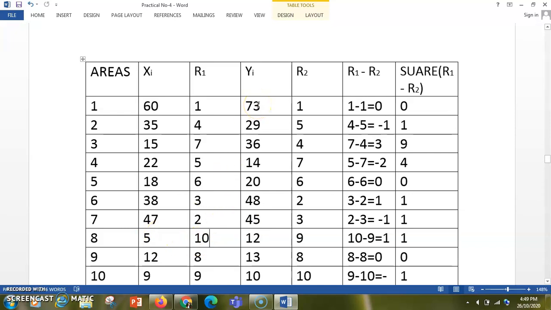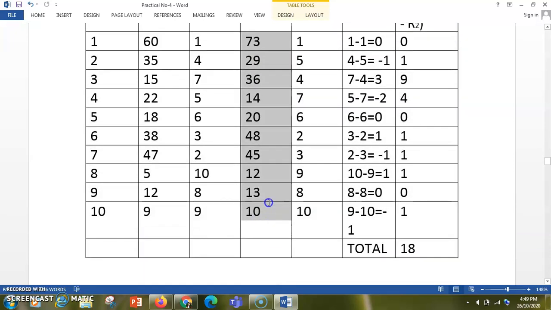Now we'll take the literacy rate, which I have plotted here. Which is the highest number? The highest number here is 73, so I have ranked it 1. The second highest number is 48, so I have ranked it 2. The third highest number is 45, so it is 3. The smallest number is 10, so I have ranked it 10.